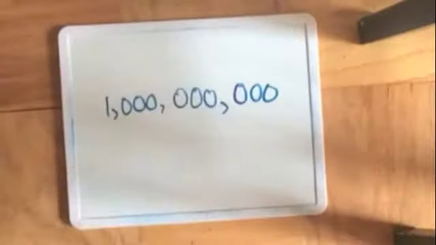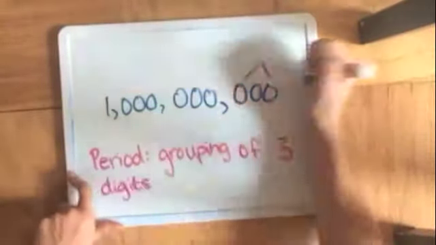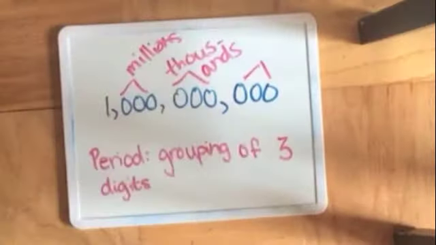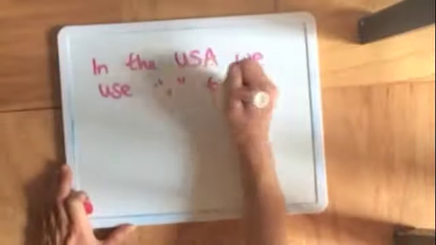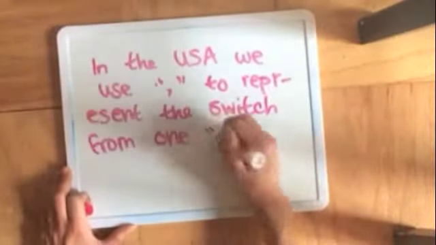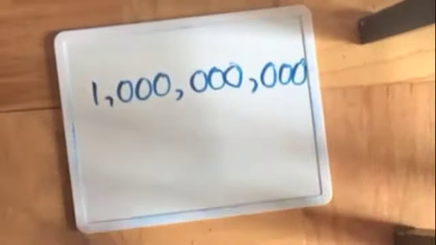Now let's take a look at 1 billion. A period is a group of 3 digits, thousands, millions, etc. Don't be too confused by this vocabulary. It's basically just 3 digits, or 3 of these symbols or numbers, put together. We use commas to separate one period from the next. In the USA, we use commas to represent the switch from one period to the next. In other countries, they use dots or periods.